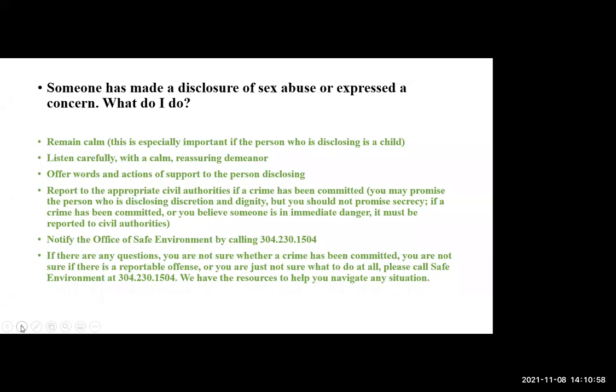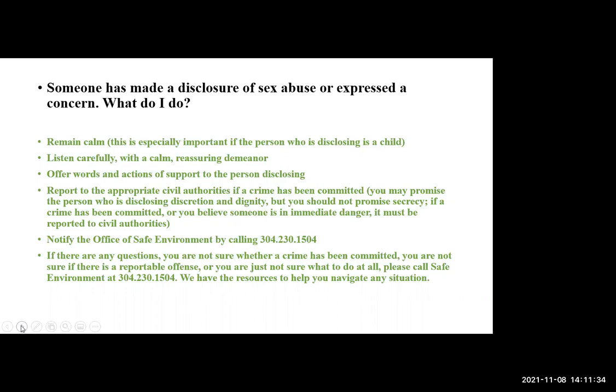First and foremost, remain calm, especially if the person who's disclosing is a child. It's very important that you remain calm, that you listen with a calm and reassuring demeanor and offer words and actions of support to the person disclosing. It can be very upsetting for someone to finally get to the point where they are disclosing. That can be very emotional. So you want to make sure that you remain calm and listen carefully and offer support.